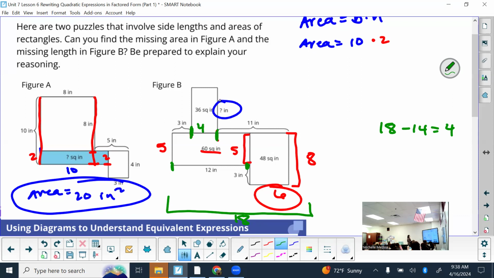Now the one in question, we have all the information we need. If you're not seeing it clearly from the one rectangle they're pointing out, but you see all these other rectangles, it's probably leading you there in some way. So what times 4 will give me 36? 9. So the missing side length for figure B is 9. Questions, comments, concerns?